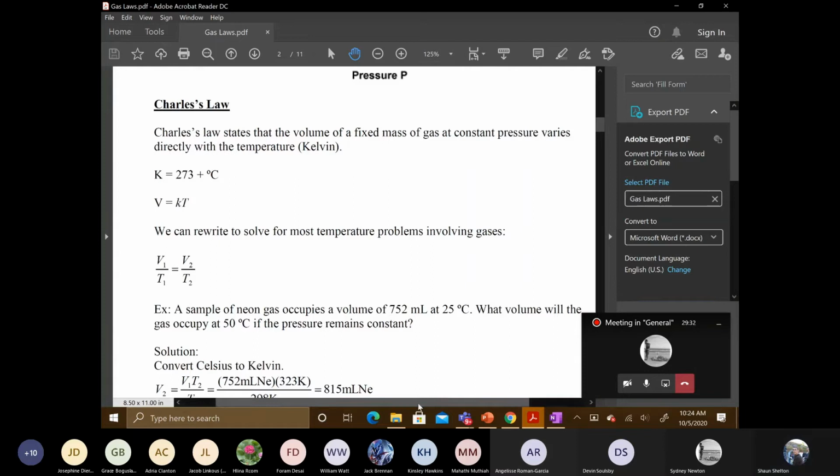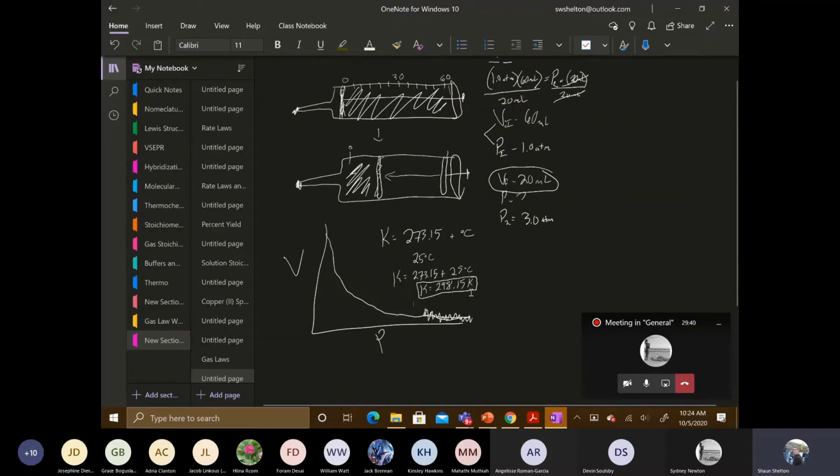So, silly question. How many of you have driven a car across a bridge, a long bridge?